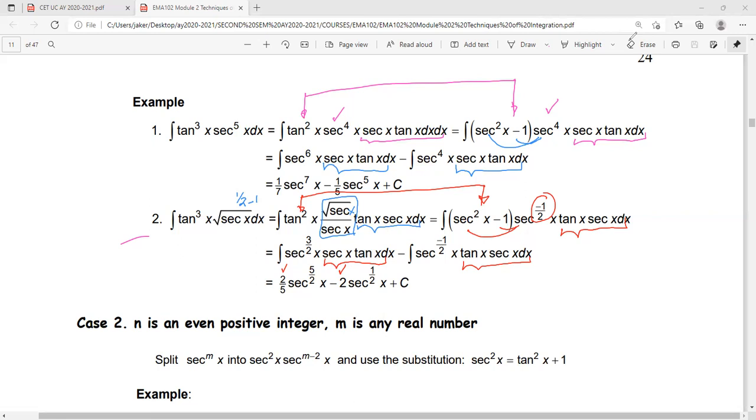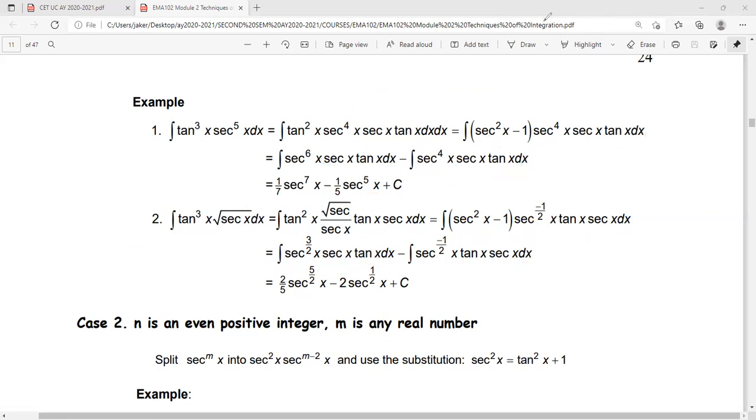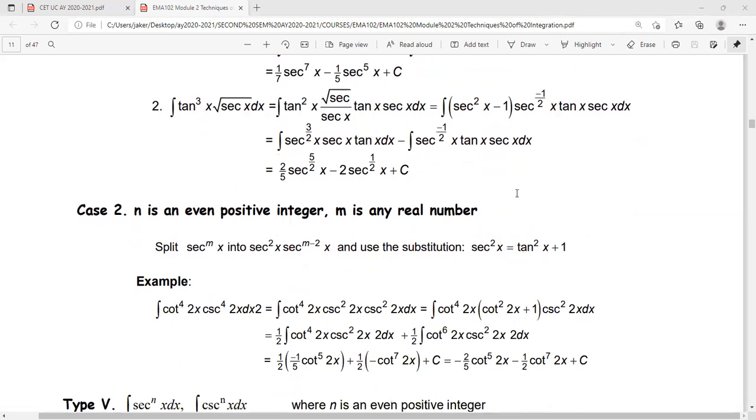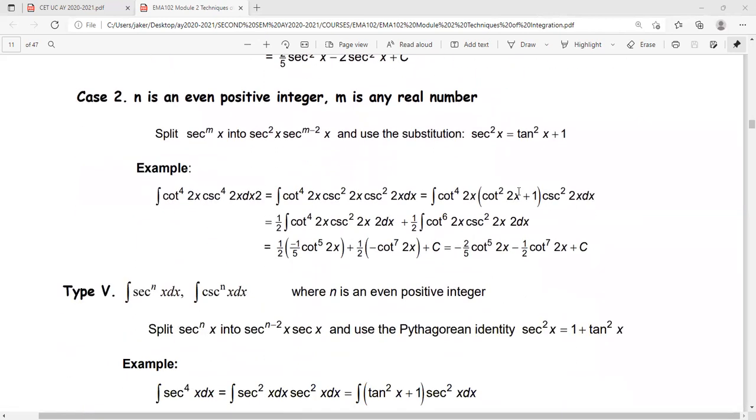There's none? Okay. I will clear my markings. We'll proceed.